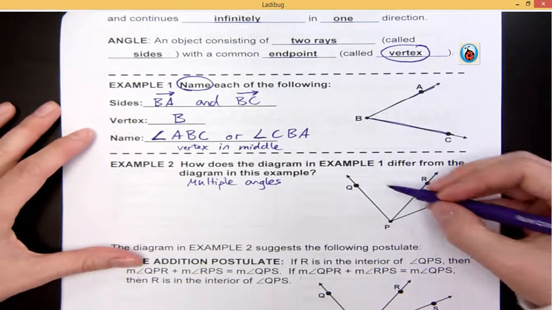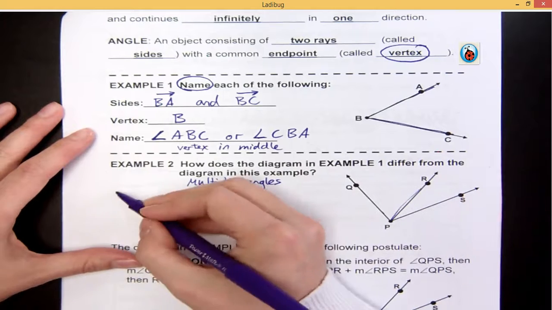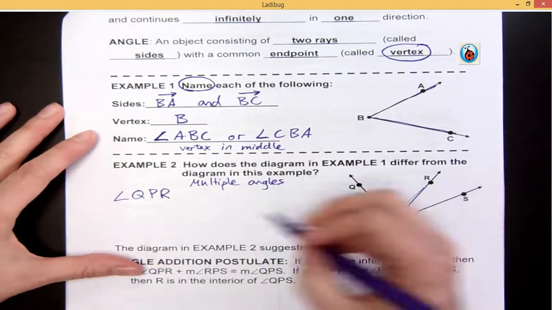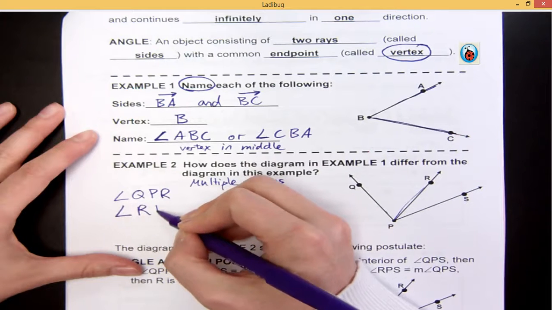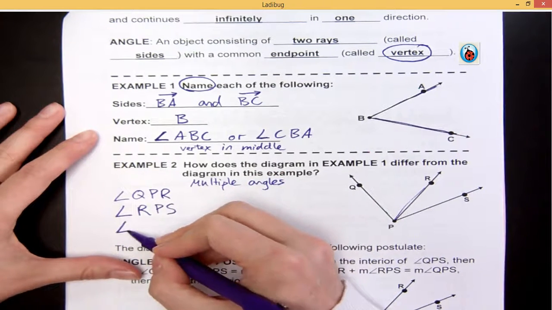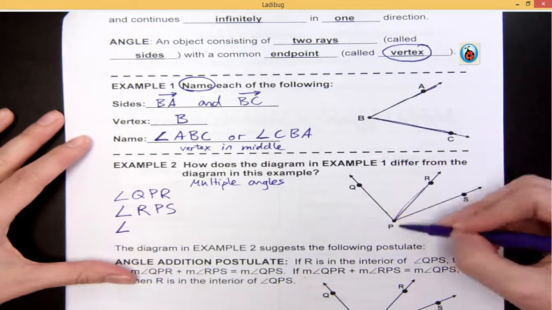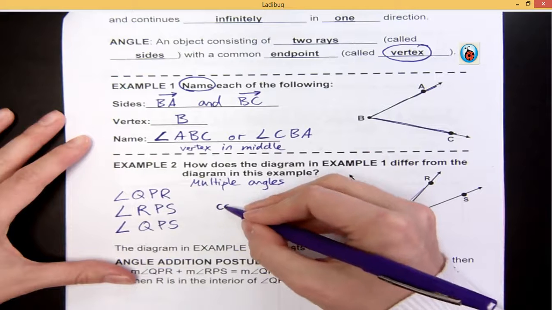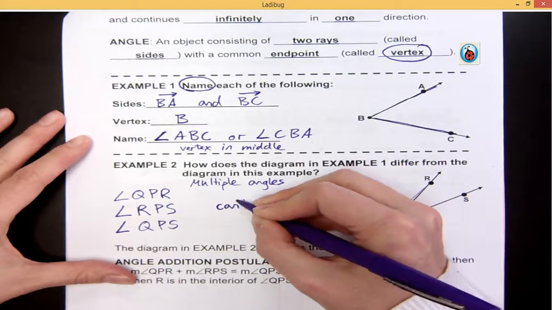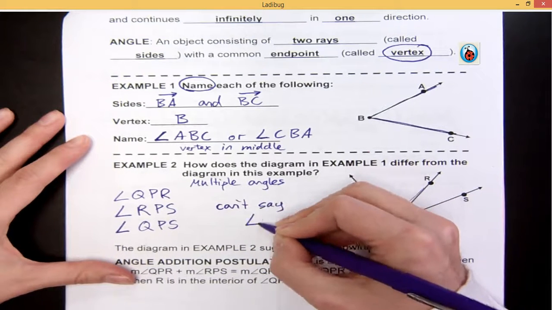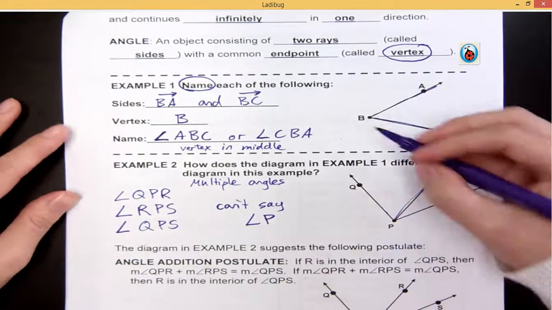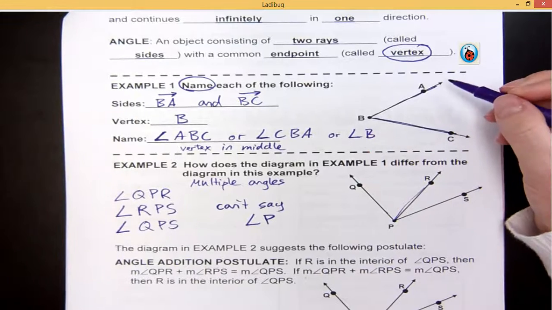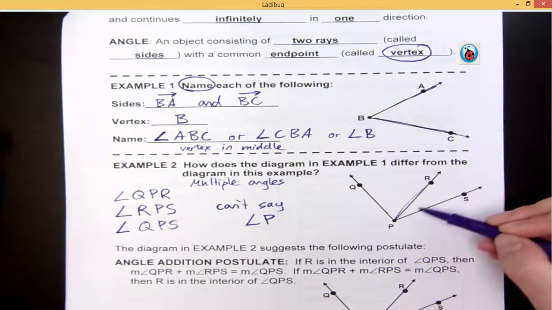I have angle QPR, I have angle RPS, and I could also say I have angle QPS. It could be the whole thing. So I can't say angle P because I don't know which one it is. Up here I could say angle B. Angle B right here, that's the only option, and so that lets me know what it is. But usually we use all three letters so there's no confusion.